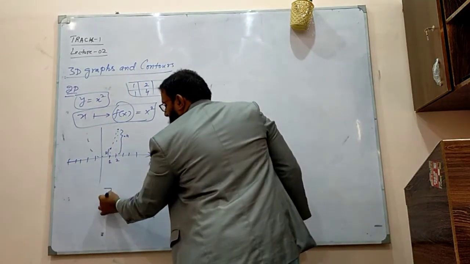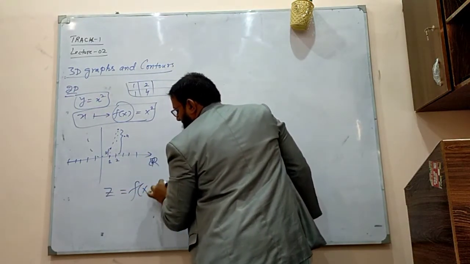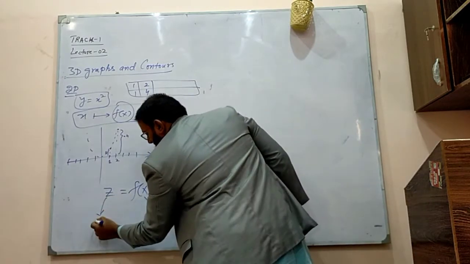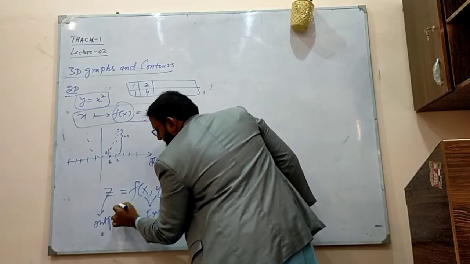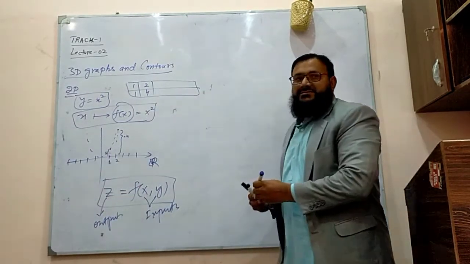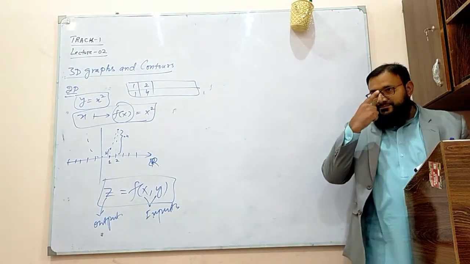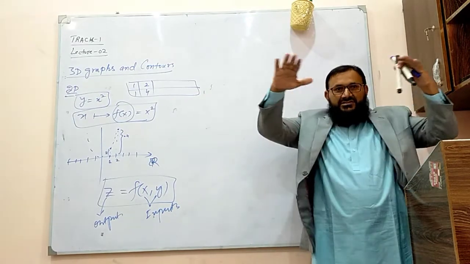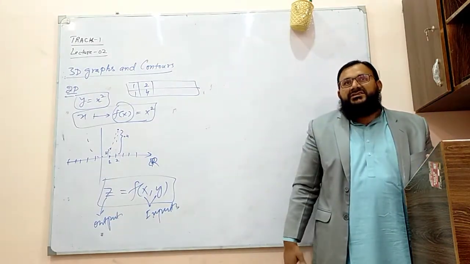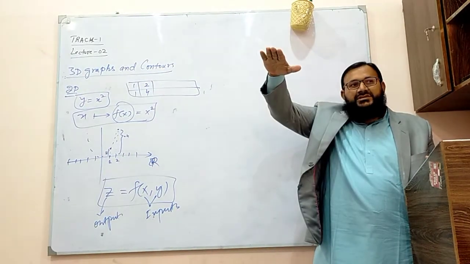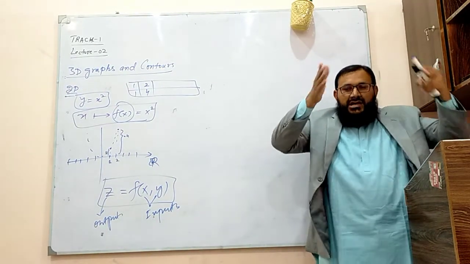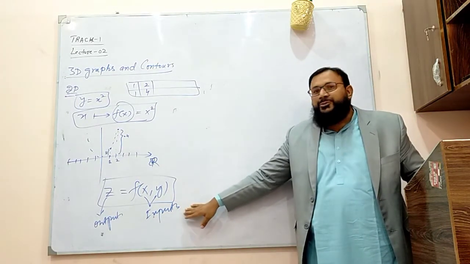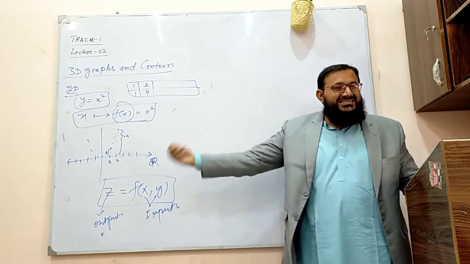What if our function is this? So how many inputs do we have? 2. And how many outputs do we have? 1. So what does this represent? Space. Yes, this particular function represents a surface in 3D. That surface can be a plane, that surface can be some sort of paraboloid or hyperboloid or something like that. So this is a function whose inputs are 2, but the output is a single one.